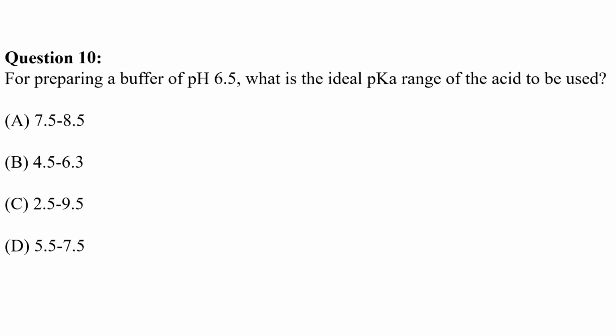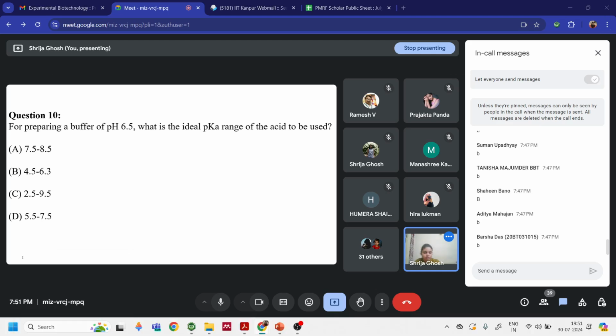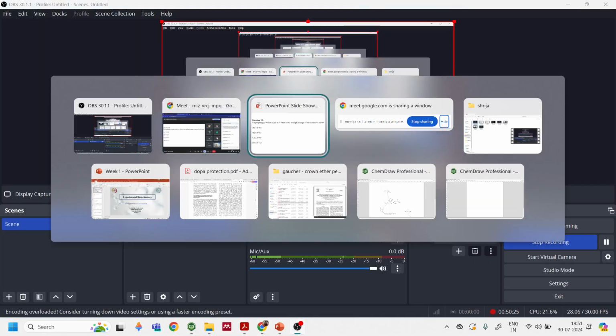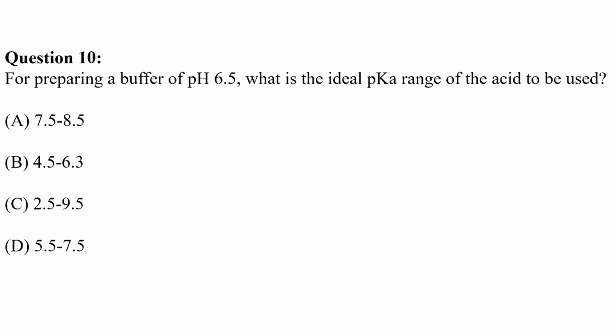Okay, let's see the next question now. Question number 10. For preparing a buffer of pH 6.5, what is the ideal pKa range of the acid to be used? Option A 7.5 to 8.5, option B 4.5 to 6.3, option C 2.5 to 9.5, and option D 5.5 to 7.5.